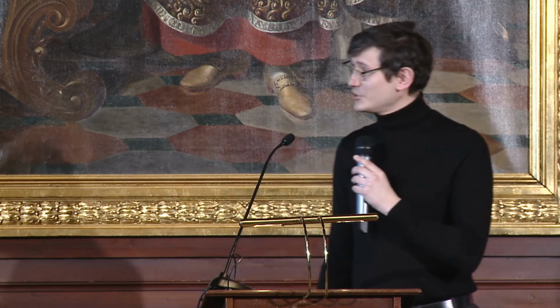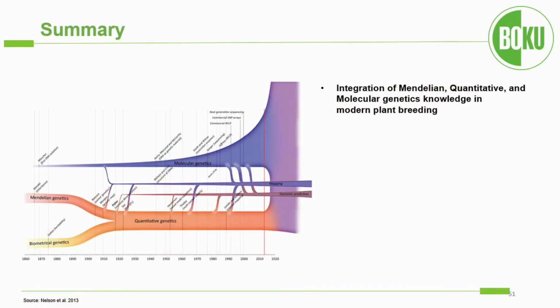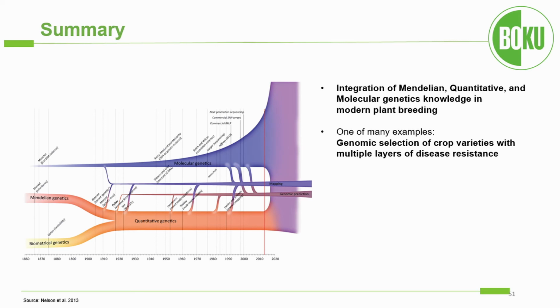To sum this up, quite some work has been done in the integration of Mendelian, quantitative and molecular genetics knowledge, and it's also applied in modern plant breeding. One example I tried to show here is this genomic selection of crop varieties with multiple layers of disease resistance. The first layer is these few major Mendelian genes, or resistance genes that follow more or less a Mendelian inheritance. And then a second layer, these many small effect genes, these small and medium-sized players.